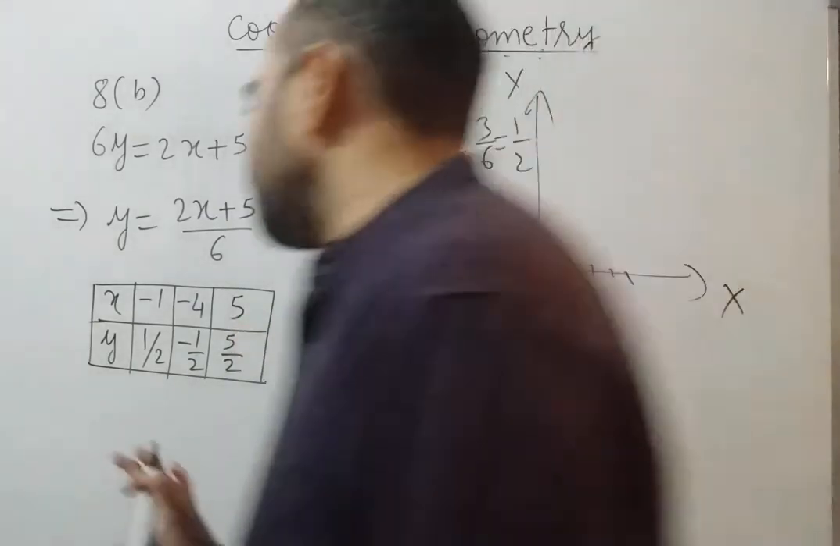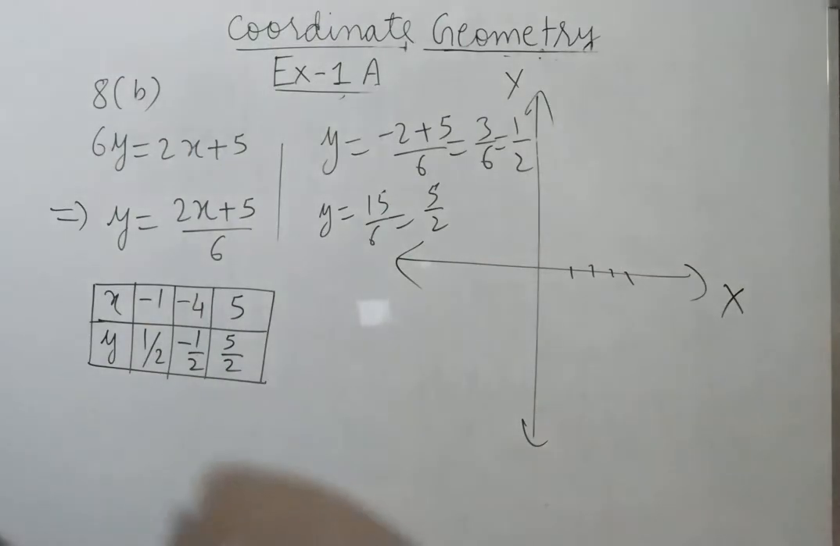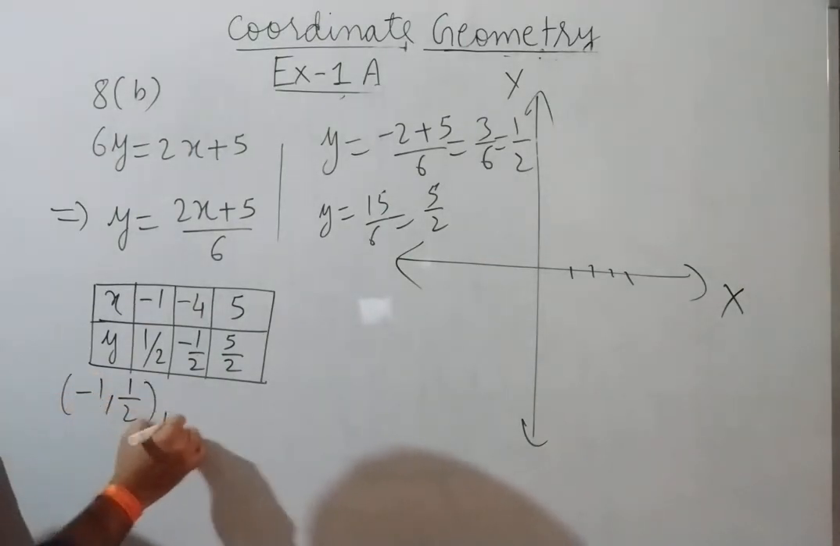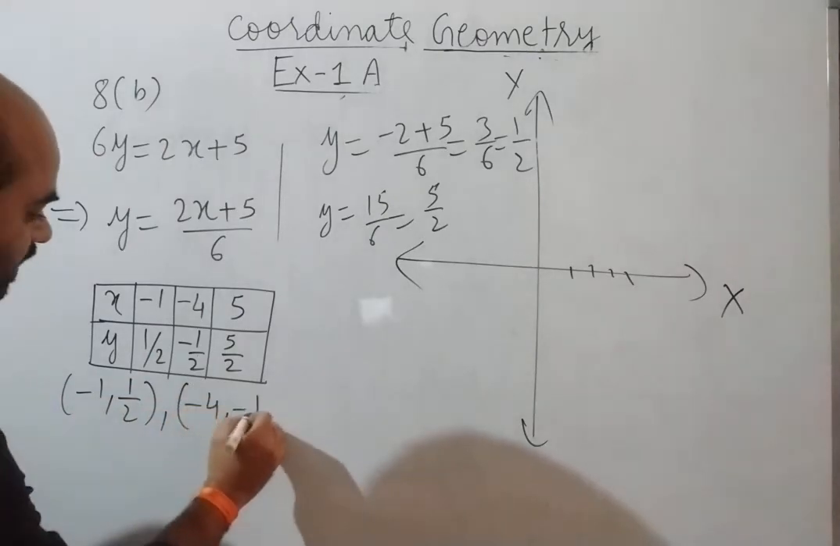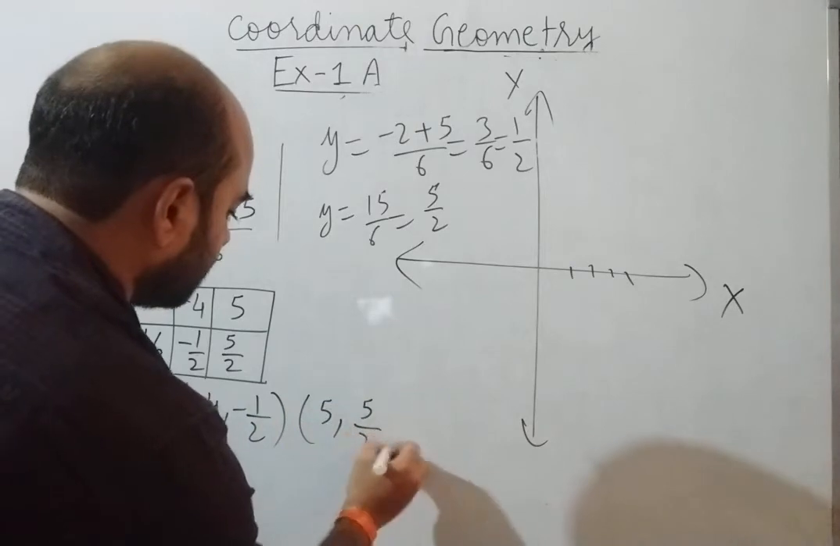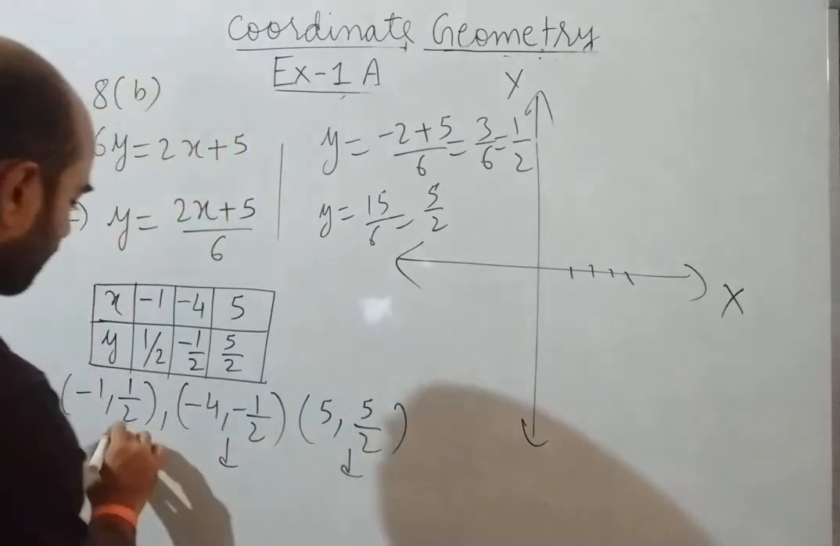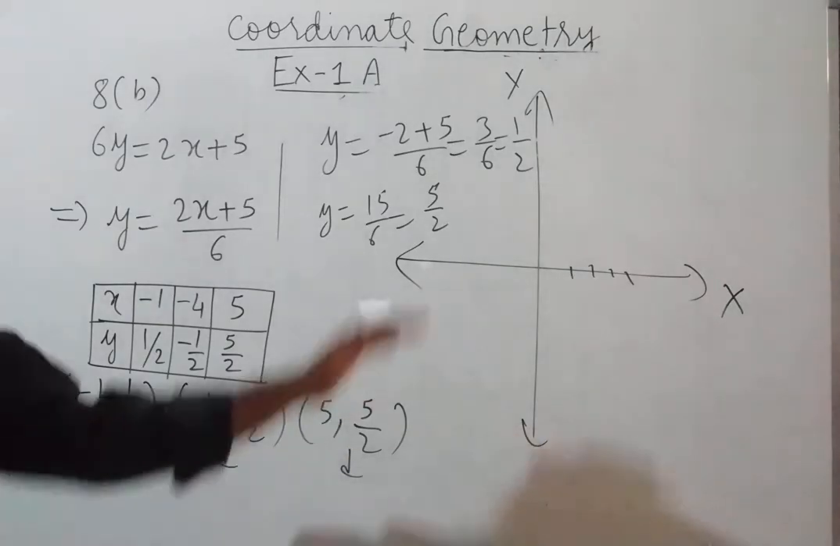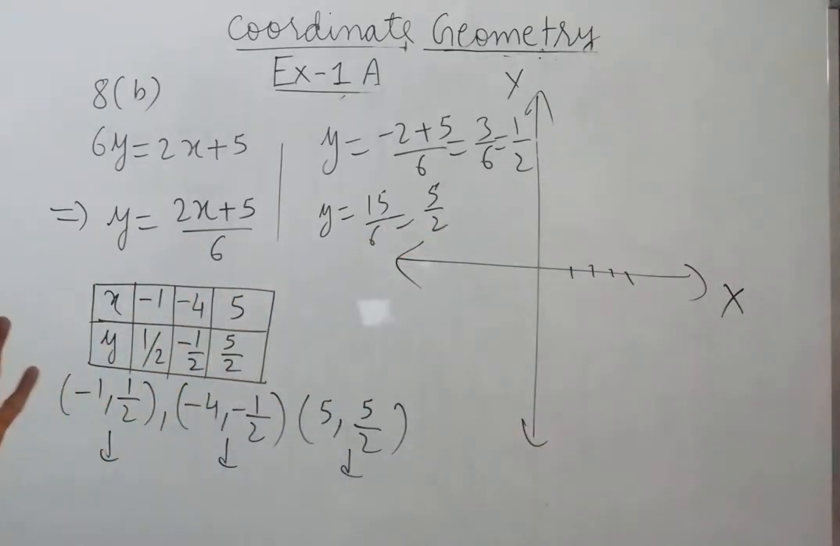So this is a table. The ordered pairs are: one value, minus 1 comma 1 by 2. Second value, minus 4 comma minus 1 by 2. And third value, 5 comma 5 by 2. So now we have to plot all three ordered pairs, that is all three points, and we have to draw a graph. Okay?